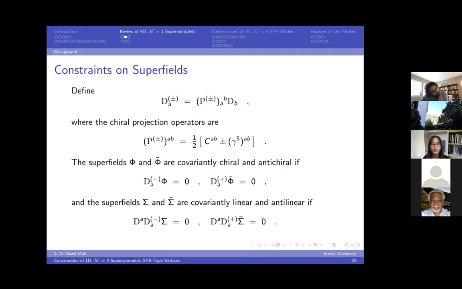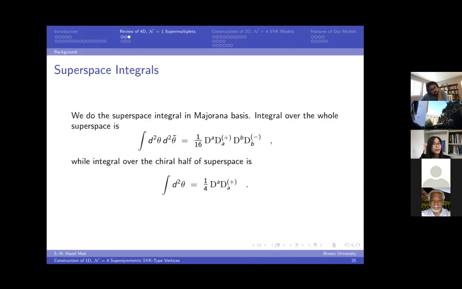Yeah, so this is just some conventions that we use. And then we can do some superspace integrals. For example, you can integrate over the whole superspace, which in our notation with this normalization is this one. And then we can integrate over half of the superspace, something like that.